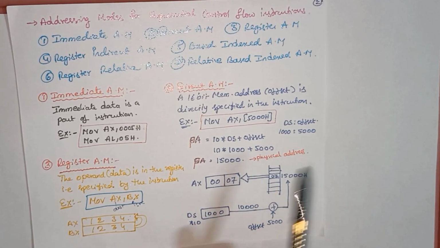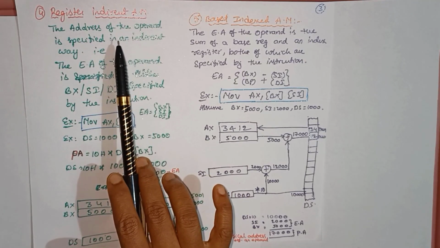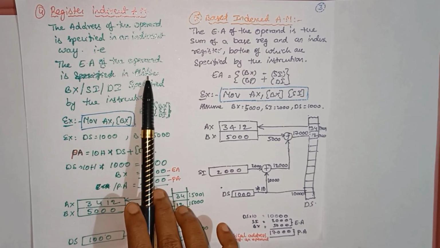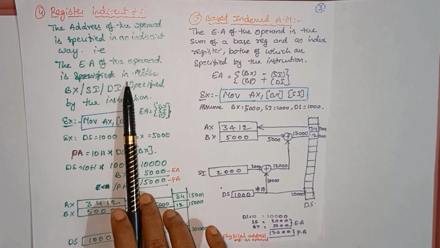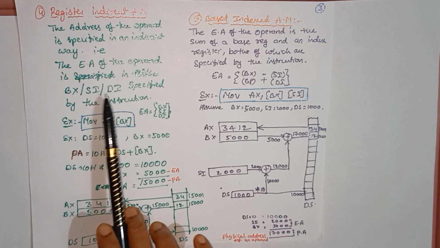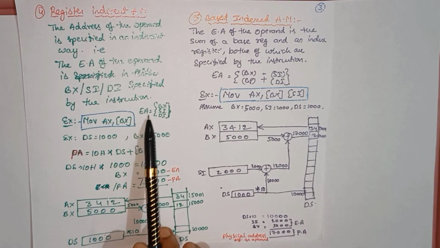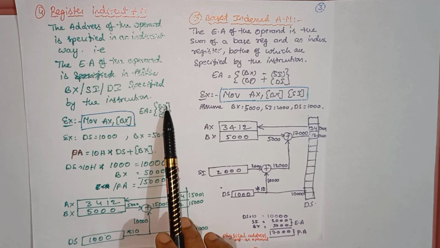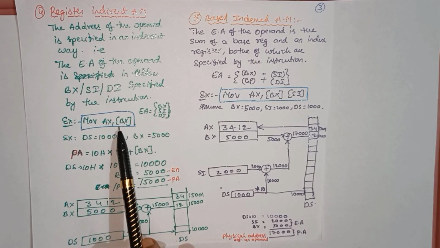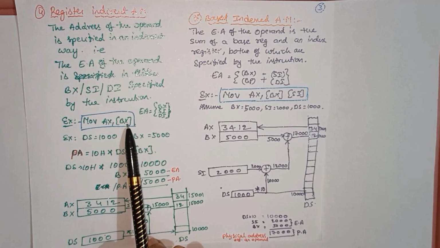Next coming to the fourth addressing mode, register indirect addressing mode. The address of the operand is specified in an indirect way. The effective address of the operand is available in either BX register, SI register, or DI register specified by the instruction. See, effective address can be mentioned in either of these registers, BX, SI, DI. For example, I am taking here BX. You can take SI, DI also. So MOV AX, [BX].